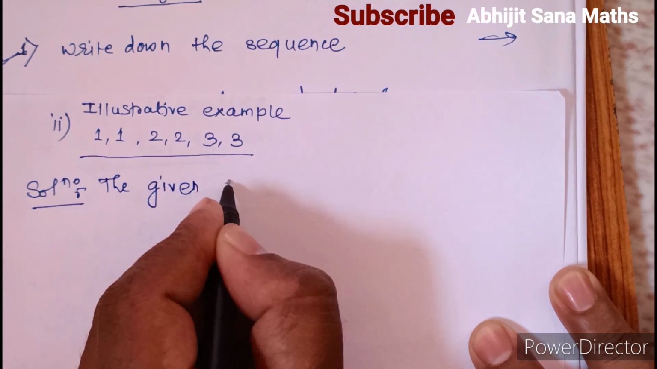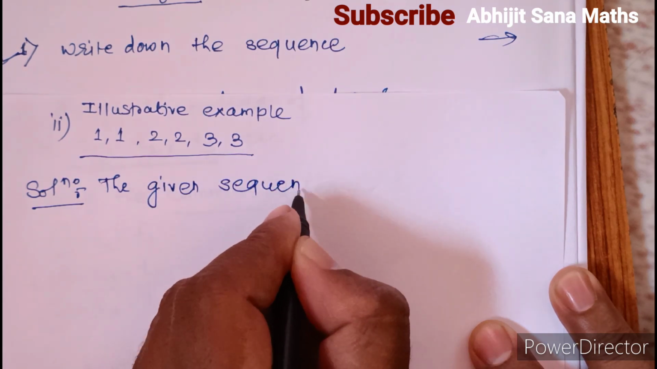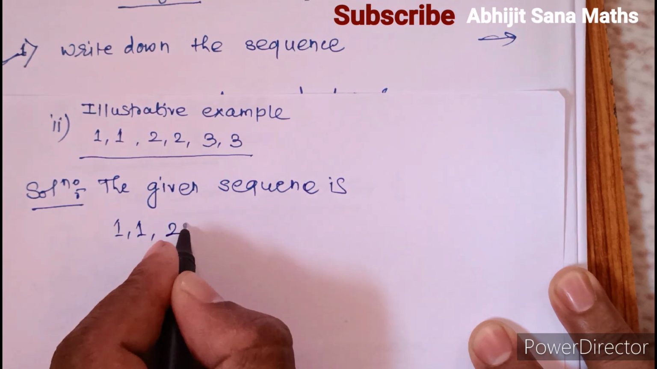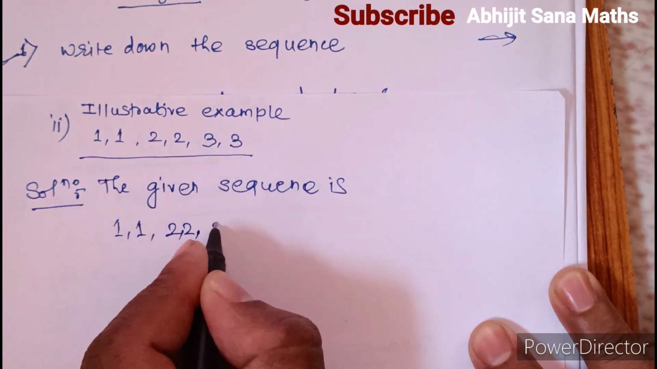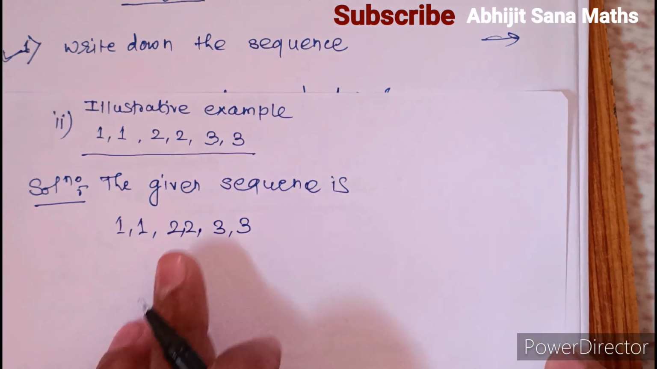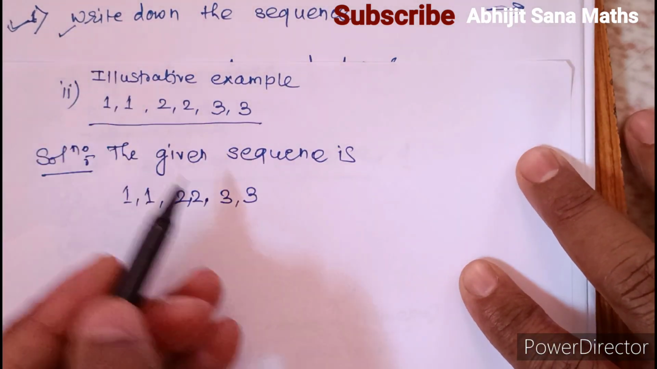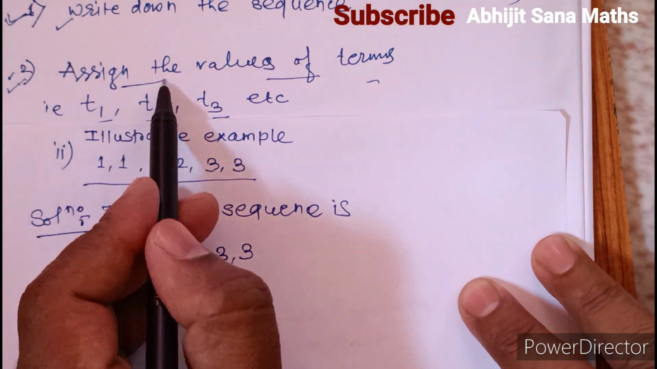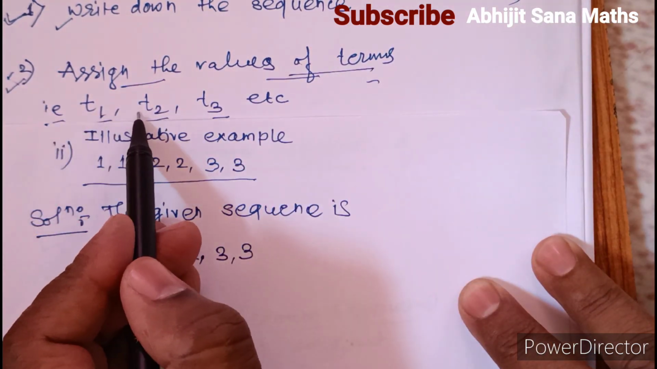The given sequence is 1, 1, 2, 2, 3, 3. Now this is the given sequence, we have written down the given sequence. Now the second step is assign the values of terms, that is T1, T2 and T3.